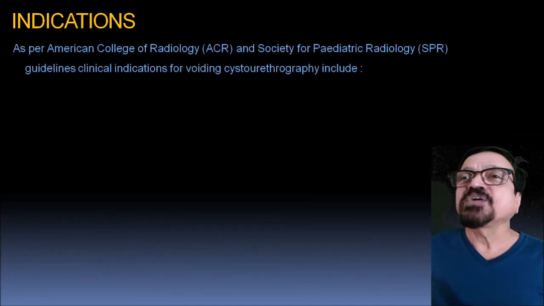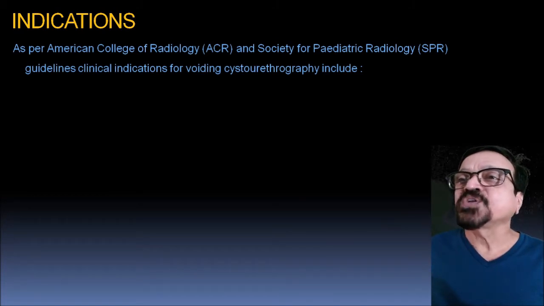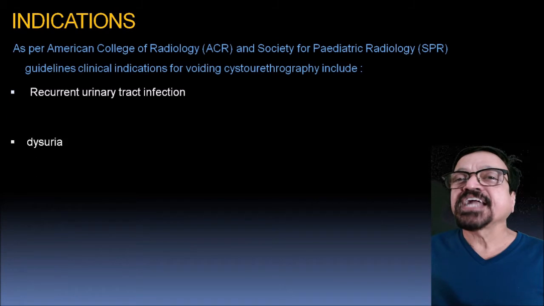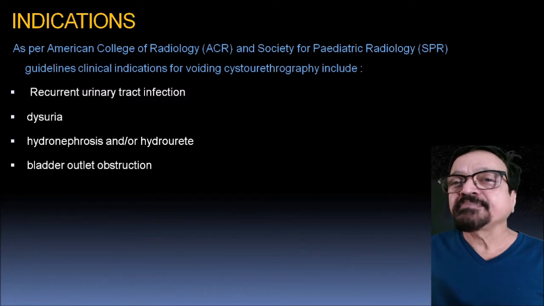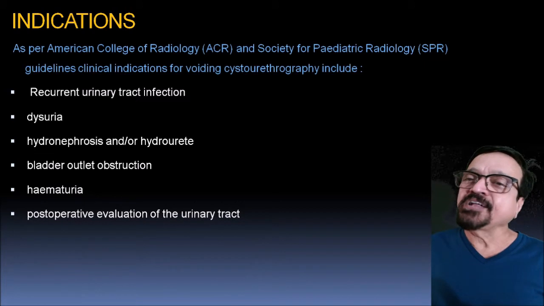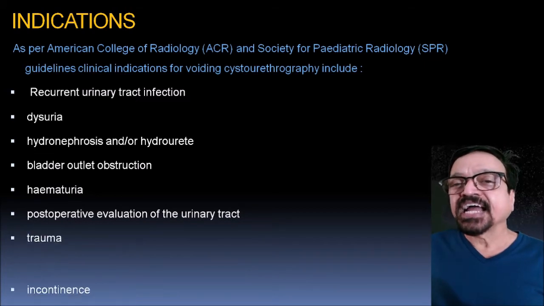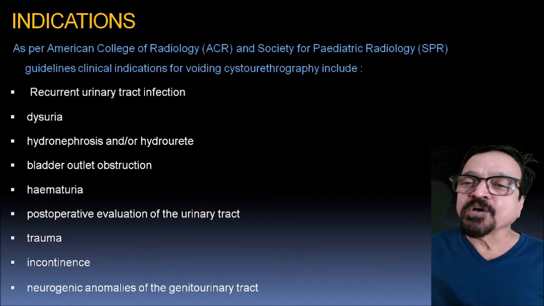As per the American College of Radiology and Society for Pediatric Radiology guidelines, the clinical indications for voiding cystourethrography include recurrent urinary tract infection, dysuria, hydronephrosis and/or hydroureter, bladder outlet obstruction, hematuria, then post-operative evaluation of the urinary tract, and prolapse, incontinence, neurogenic anomalies of the genitourinary tract, to add a few more.